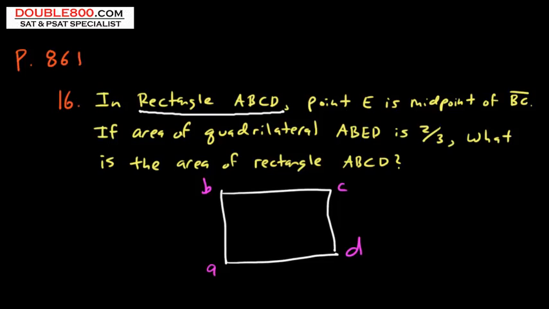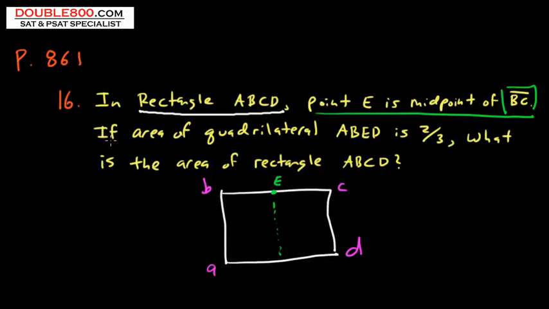And we're told that point E is the midpoint of segment BC. So here's BC. It doesn't really matter the way you draw it, you just have to be right in sequence. So E is the midpoint of BC, and that's going to cut this rectangle really into two halves.